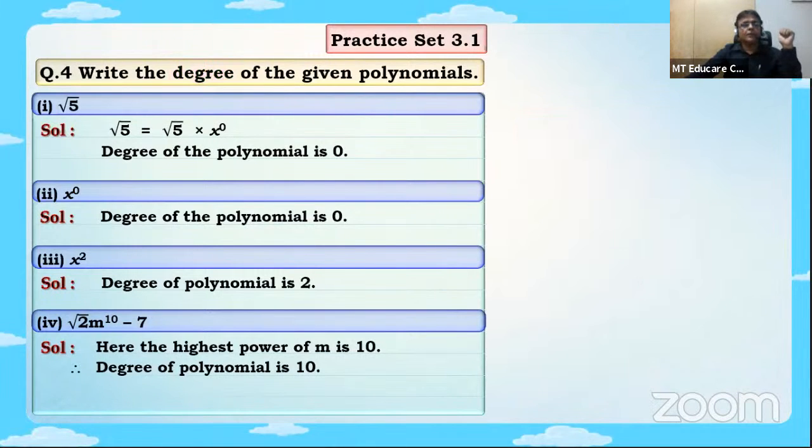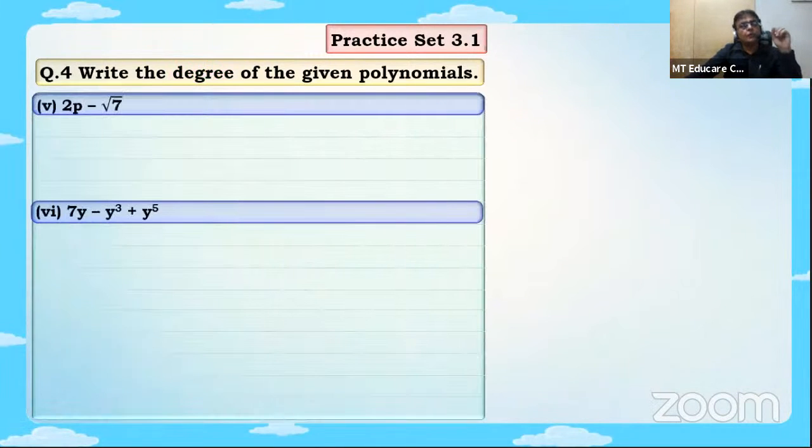Okay, chalo, 3, 2, 1, start. These two you will find out. I'll write the solution for you all. I'll give you 1 minute. Find out fast. Both you are going to find out. Write down. Write the degree of a given polynomial.